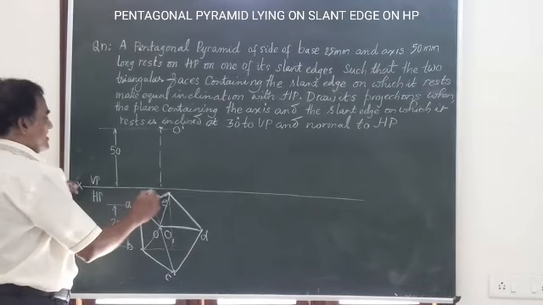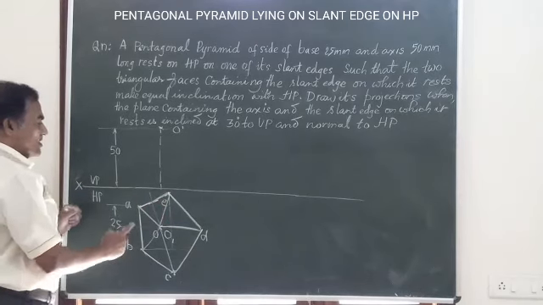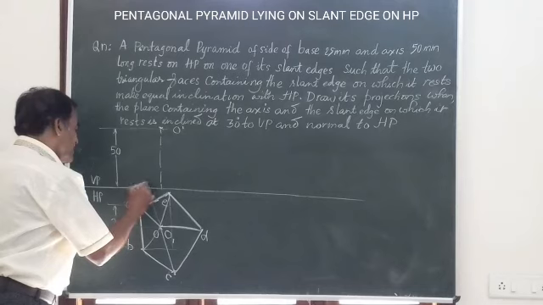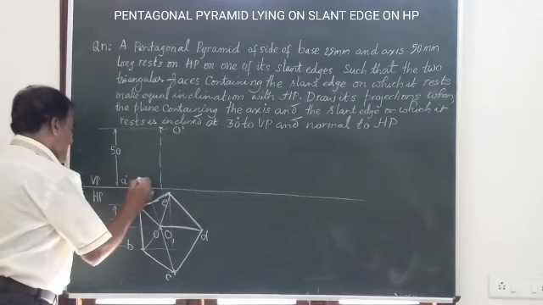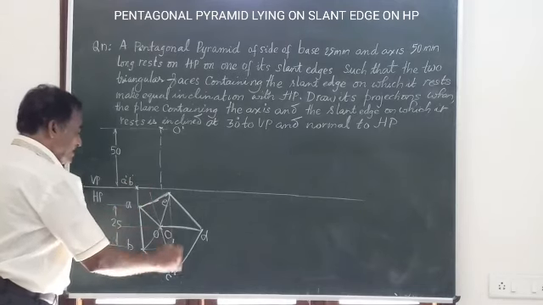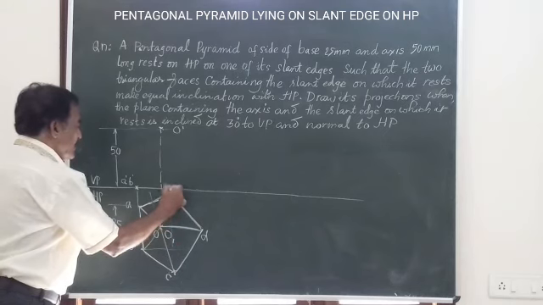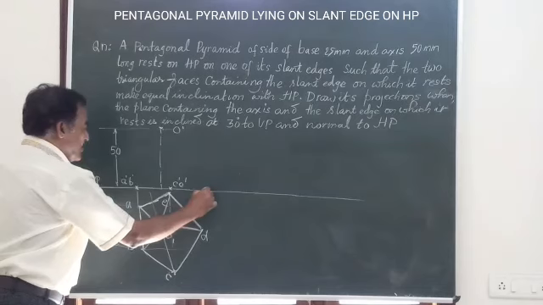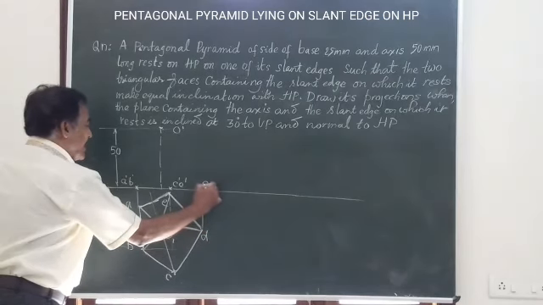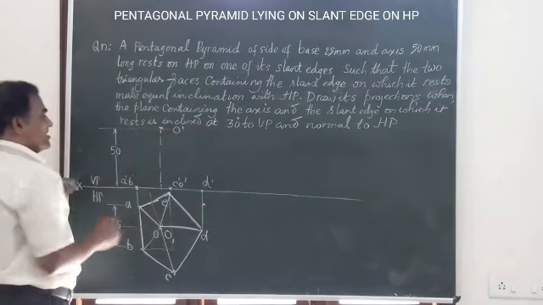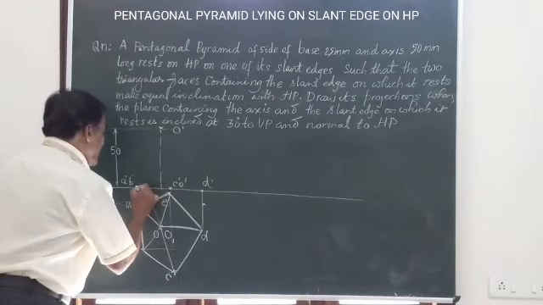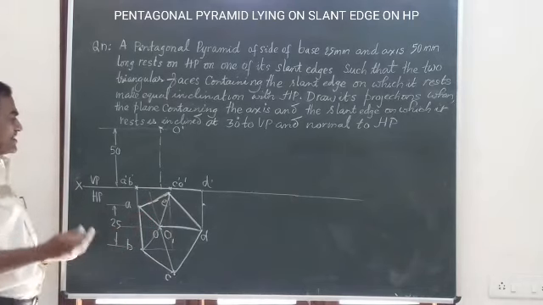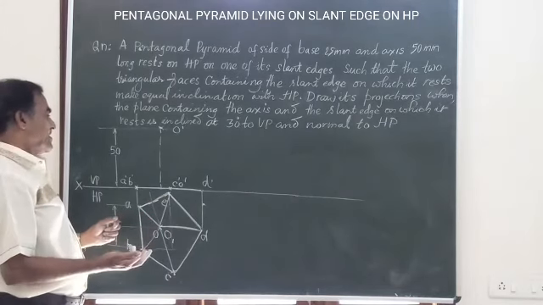So after getting this, let me locate all the corners of the base. So A and B fall on this. This is A dash, B dash. Then C and E will fall on the same line here. This is C dash, E dash. D dash is here. This is the D dash. And O dash is here. So this line A dash, B dash, C dash, E dash and D dash represents the base of the pyramid.